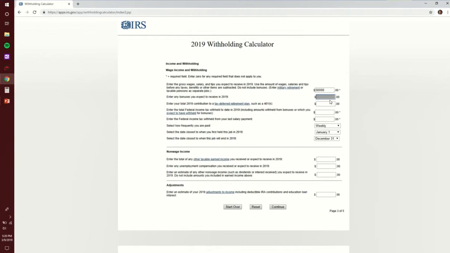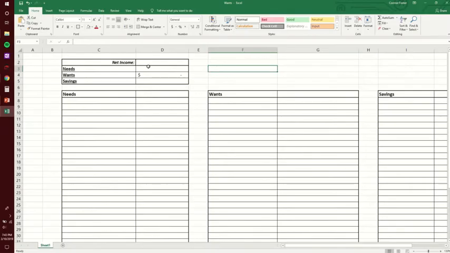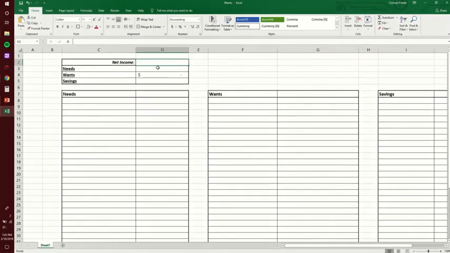Next, we're going to be using a spreadsheet to divvy out your monthly net income or take-home pay into 3 buckets: needs, wants, and savings. So again, our methodology here is going to be 50% needs, 30% wants, and then 20% savings for our top level budgets. If you need to fudge the number one way or the other for your situation, that's absolutely fine.